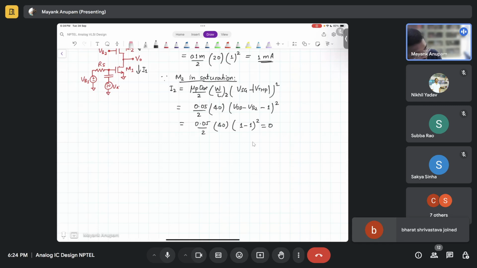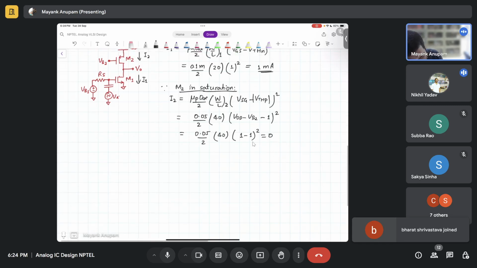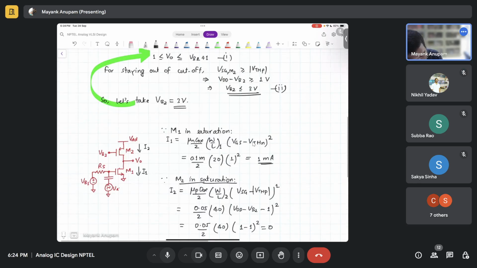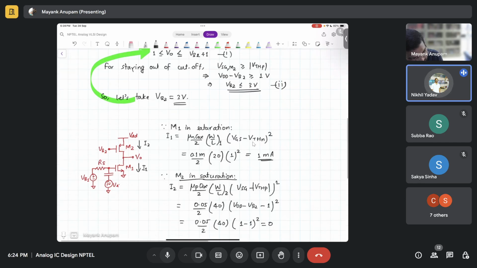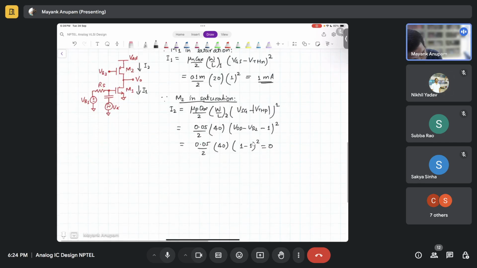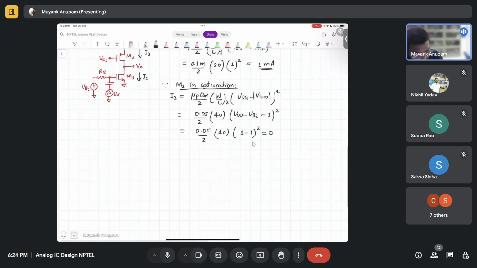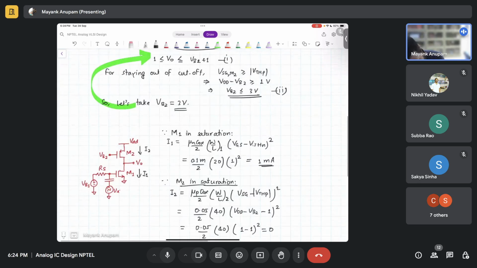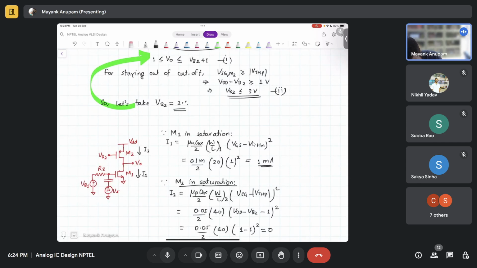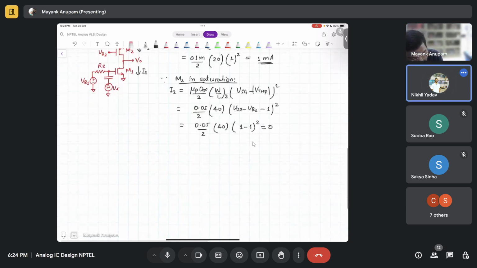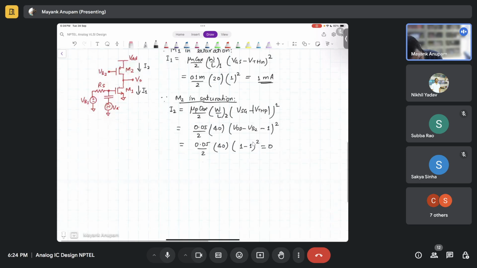So Nikhil, I think you said that VB2 can be taken as 3 volts. Yes, I think at the edge of saturation we should not bias. So tell me what should it be? First of all, let's say VB2 was not 3. Let's take it as 2.5 volts. That is also perfectly acceptable, right? 2.5 is perfectly acceptable, isn't it? So tell me what will happen in that case if it is 2.5.